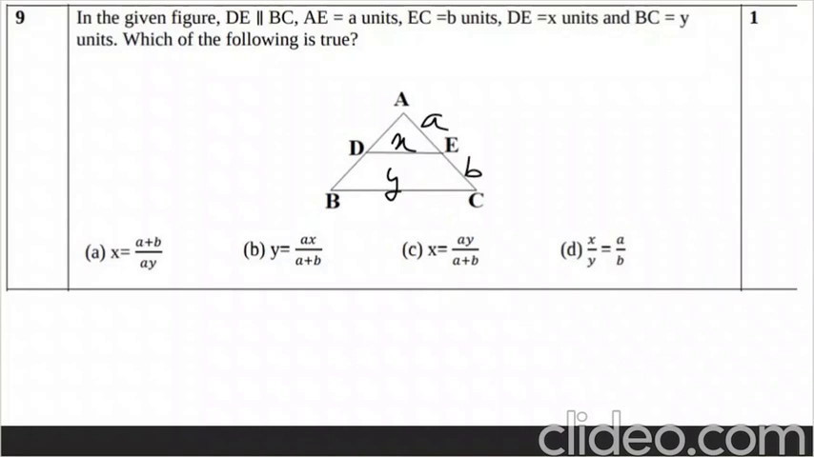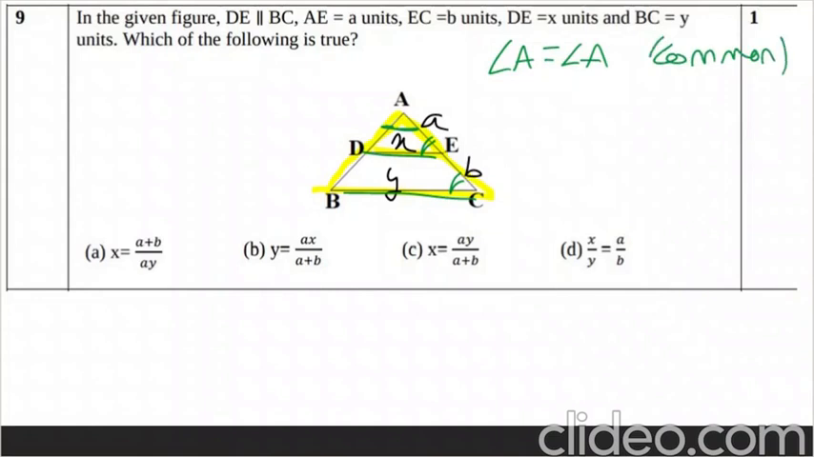There are a few conditions given on x and y, their values and all. So we have to find out which one is true. Now, first of all, if you look over here, the lines DE and BC are parallel. So angle E and angle C are corresponding angles, right? Even in triangles ADE and ABC, angle A is the common angle. So angle A equals angle A, because that is the common angle.